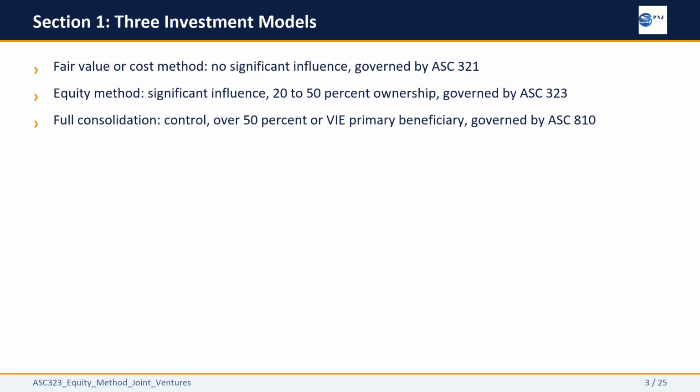The starting point for all of this is model selection. U.S. GAAP has 3 investment accounting models, and the choice between them drives everything else. The fair value or cost method applies when you have no significant influence. The equity method applies when you have significant influence but not control. Full consolidation applies when you have a controlling interest. Get this decision wrong and you have a material misstatement.